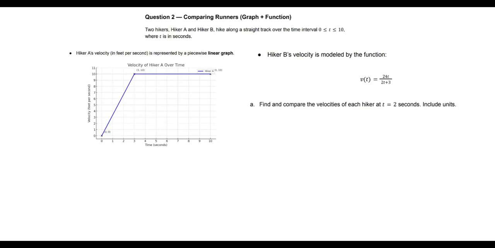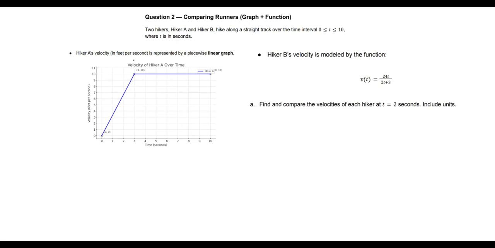Question 2 says, two hikers, hiker A and hiker B, hike along a straight track over the time interval 0 to 10, where t is in seconds. Hiker A's velocity is represented by a piecewise linear graph. Hiker B's velocity is modeled by this function here. Part A says find and compare the velocities of each hiker at t equals 2 seconds. Include units. Well, okay, let's start with hiker A.